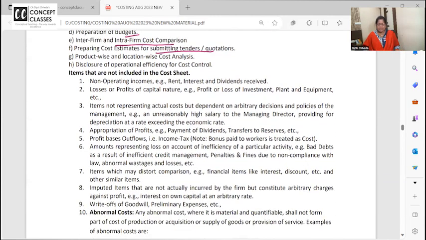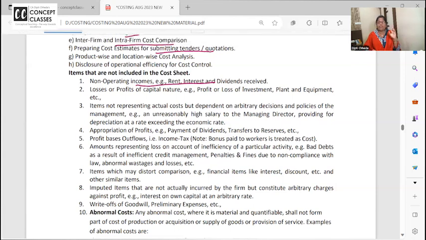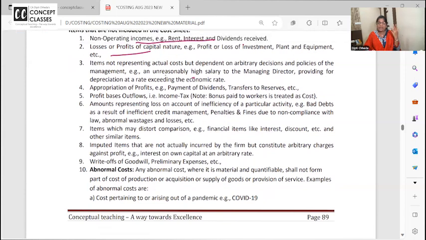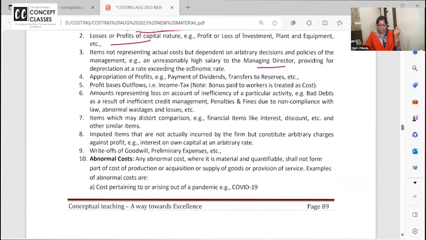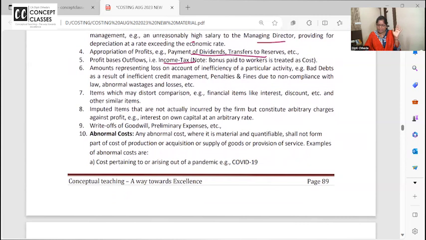Okay. For items which are not included in the cost sheet given in the exam, write a brief one-line note and leave it. Non-operating income: this is not a P&L account, this is a cost sheet. So rent received, interest received, profit and loss on sale of assets, plant and machinery, we don't take. Then, unreasonable, overly high salary of the MD of the company, no. Routine director's salary and board sitting fees are taken in the admin general expenses. Payment of dividend, no. Income tax, no, we don't take it. Bad debts, no.